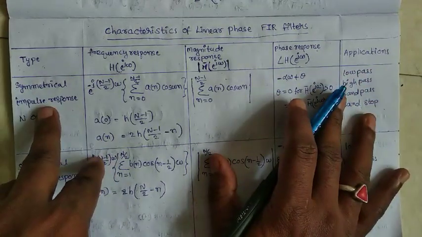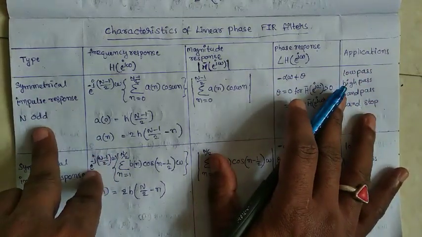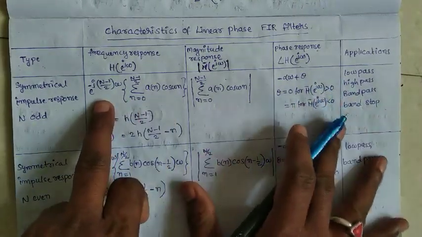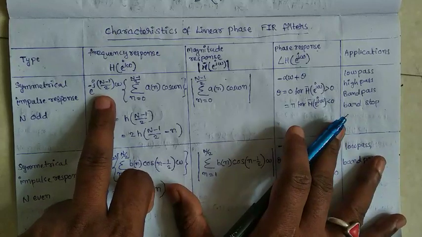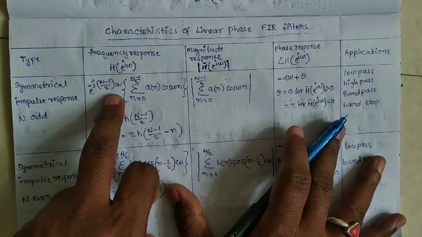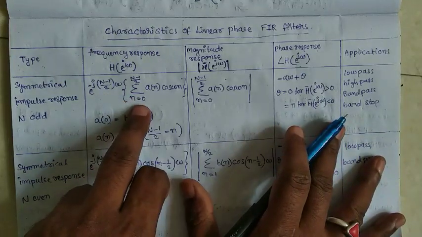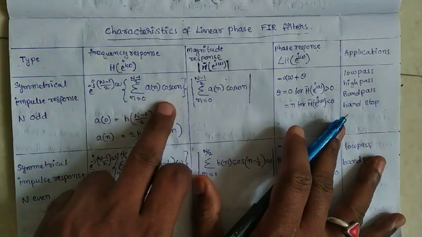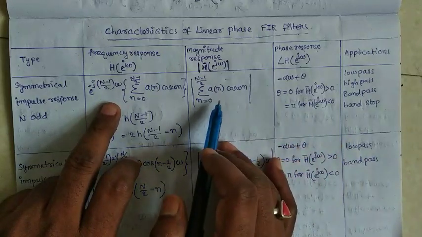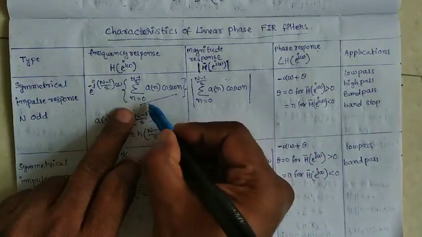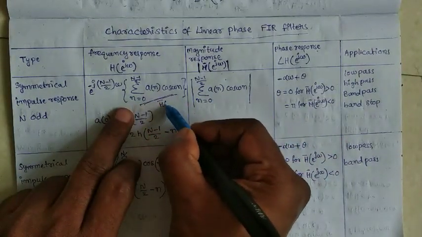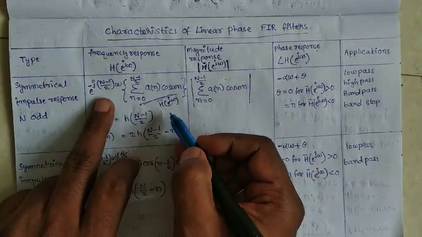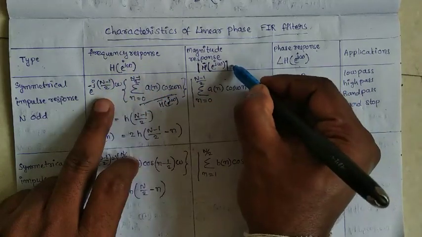Here for symmetrical impulse response, N odd, this is the frequency response. How to calculate the frequency response? e^(minus j (N minus 1)/2 ω) times summation n is equal to 0 to (N minus 1)/2 a(n) cos ωn. Actually it represents H bar(e^jω). Here what is the magnitude response? Magnitude of H(e^jω) is what?